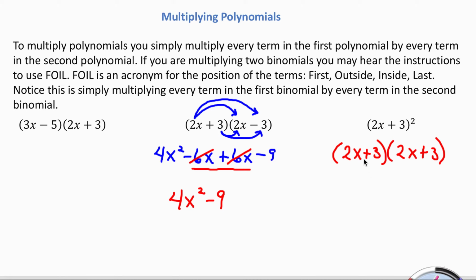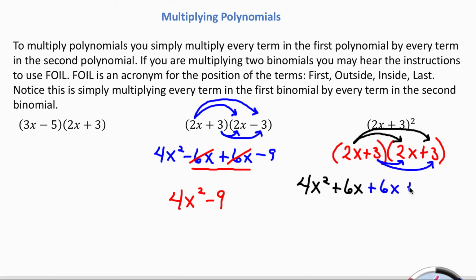Then I'm going to multiply this term times both of them, 2x times 2x. 2 times 2 is 4, x times x is x squared. Then 2x times 3, 2 times 3 is 6, and then x. Once I've multiplied this one, move to the next one. So 3 times 2 times x is 6x, and 3 times 3 is 9. Check to see if these middle terms, or any terms really, are alike. So 4x squared plus 12x plus 9.